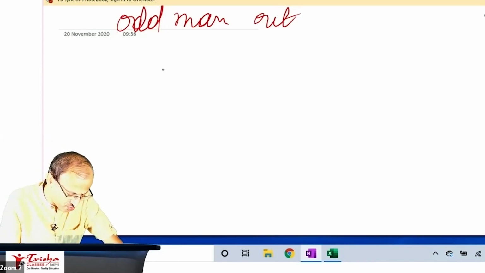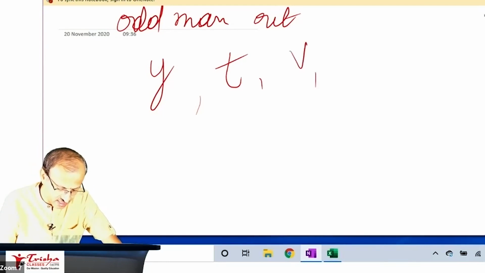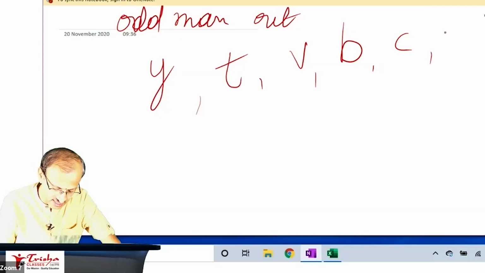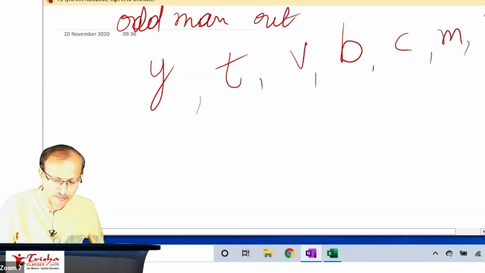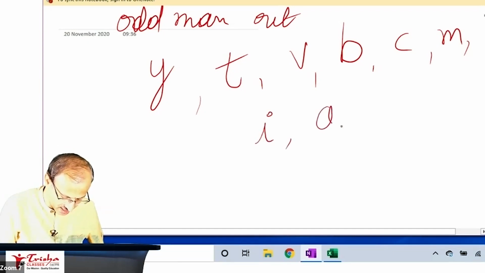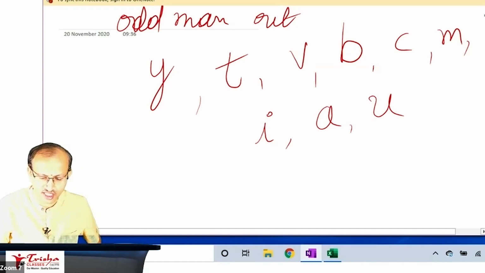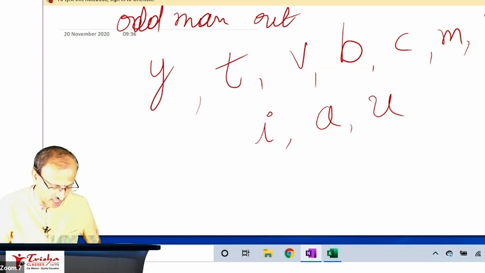Right. Super. One letter is Y. One letter is T. One letter is V. One letter is B. One letter is C. One letter is M. Then I am writing I, A, U. The question is, I have written some letters here: Y, T, V, B, C, M, I, A, U. One CAT question from long back.